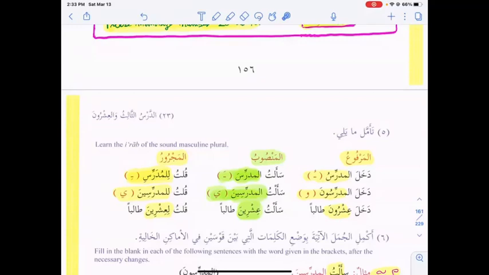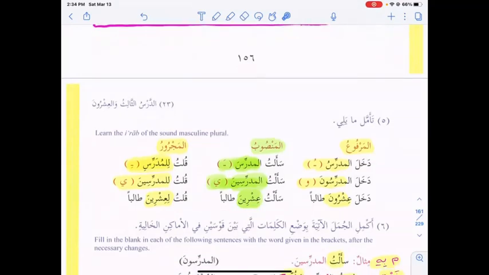So ishruna again has come as a fa'il, so it is marfu bil waw. Dakhala ishruna taliban. 20 students entered. Saltu al mudarrisa. Mafulun bihi. I asked the teacher. Saltu mudarrisina. I asked teachers. Teachers. Plural. This needs mafulun bihi, so this is your mafulun bihi. Mafulun bihi mansubun bil ya li'annahu jama mudzakkar salim. Sa'altu, I asked, ishrina taliban. So this is your mafulun bihi mansub bil ya li'annahu jama mudzakkar salim.